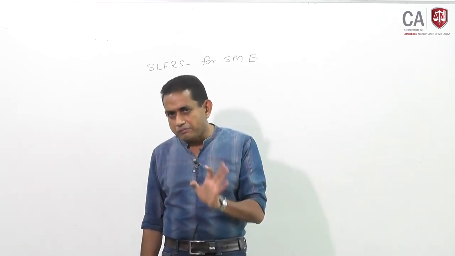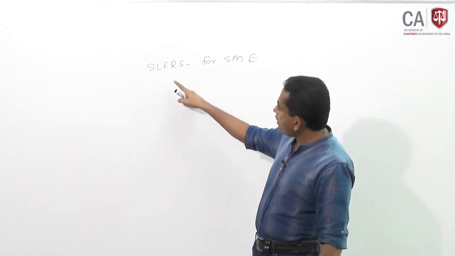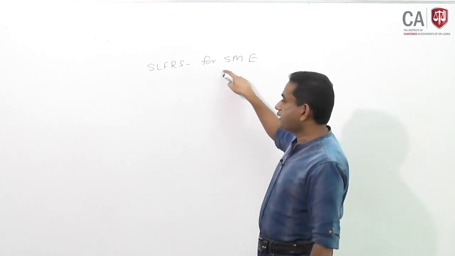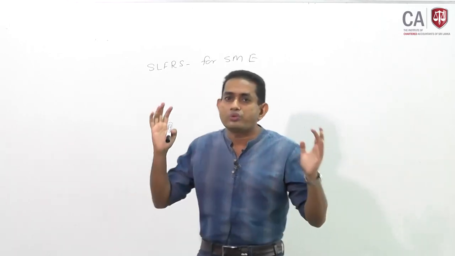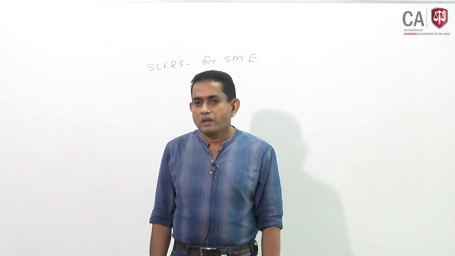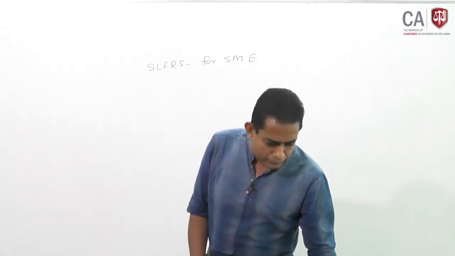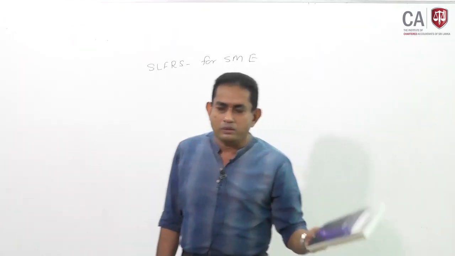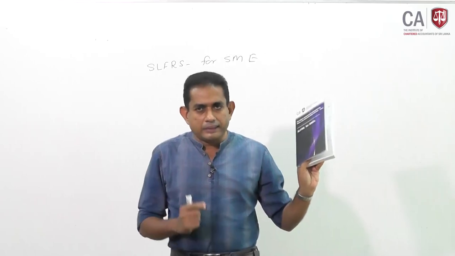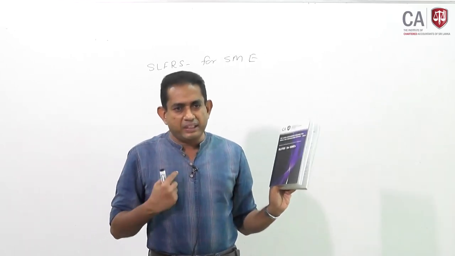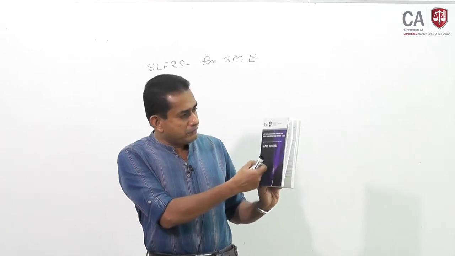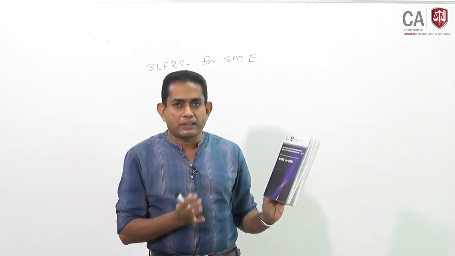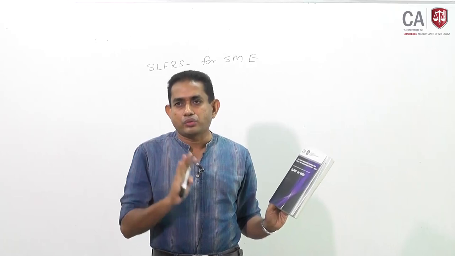So, how do we identify the standard? From the name, SLFRS for SMEs. That is how you identify it, and that is how you need to remember it. But this standard, you can take it to the exam hall. Normally, the SLFRS for SMEs is revised once in 3 years' time, but the latest version we have for the time being is the revision done in 2015.